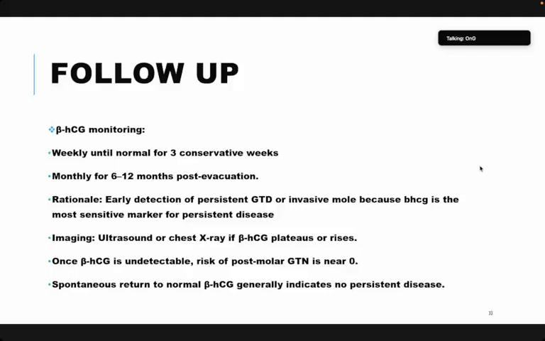Now, in terms of follow-up for these patients, you do weekly HCG until normal for 3 consecutive weeks, and then monthly for 6 to 12 months post-evacuation. The rationale here is to detect persistent disease and treat accordingly.